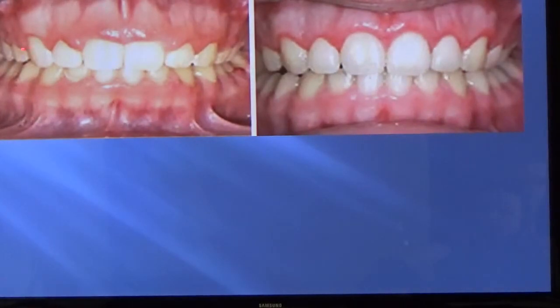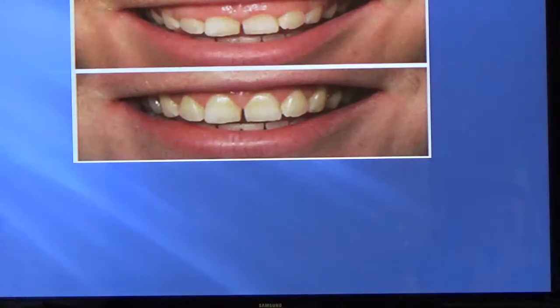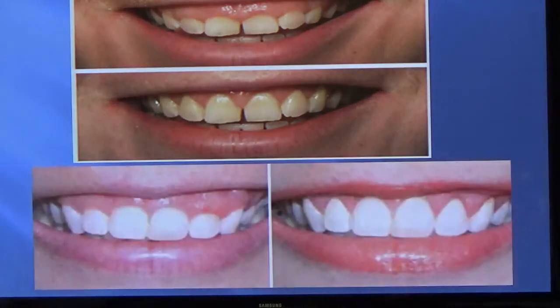Okay, kind of like what we showed. You're going to cut away that gum tissue. It looks like that. That's going to be painful. That's a heavily medicated person.